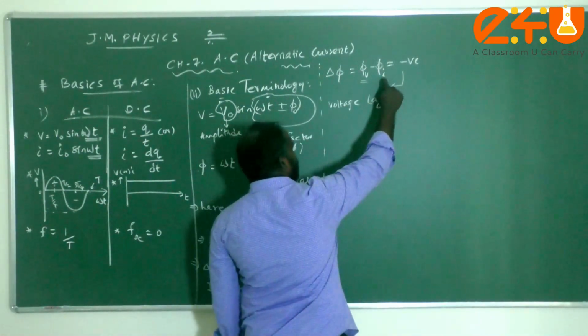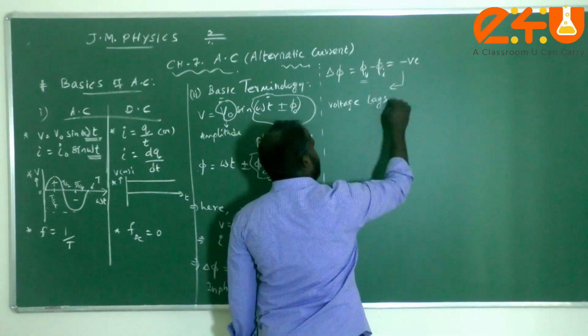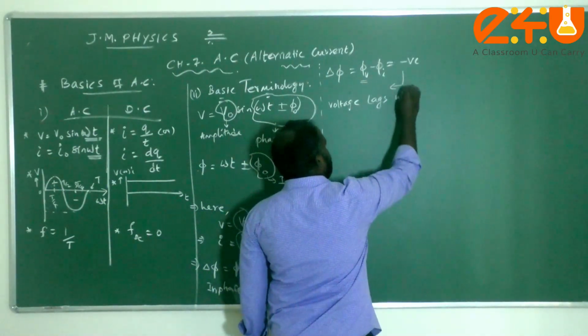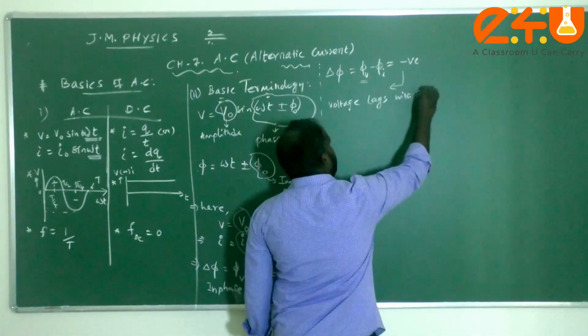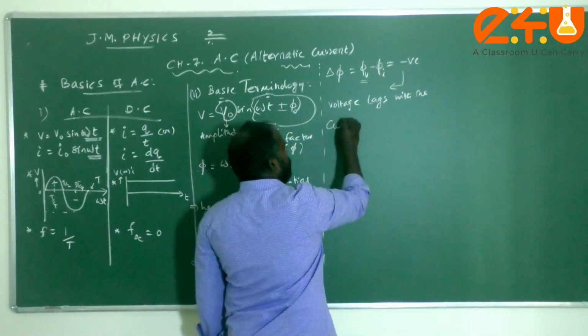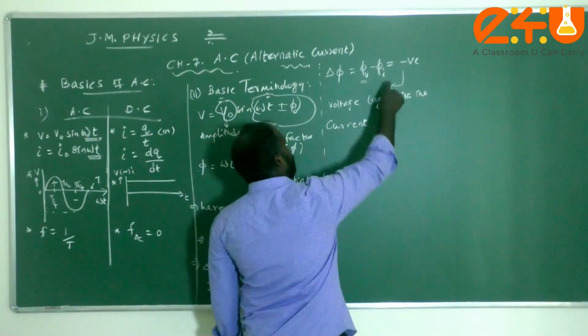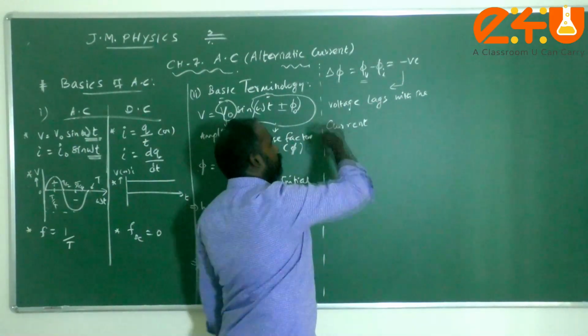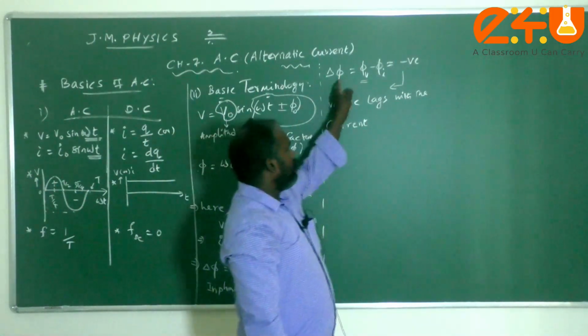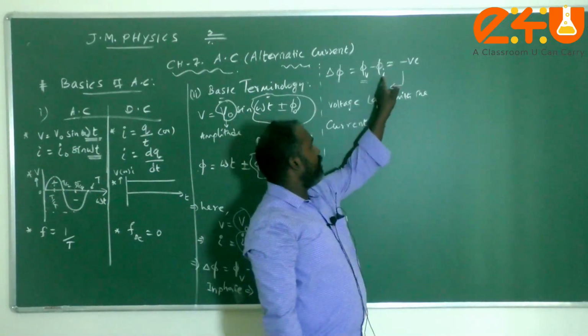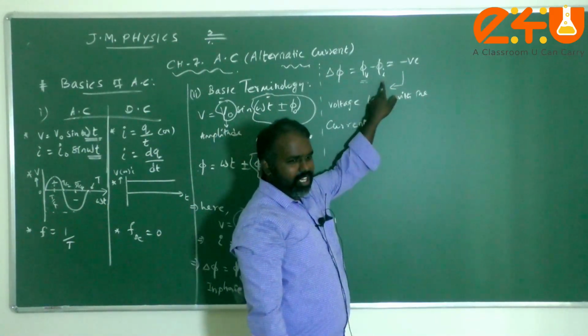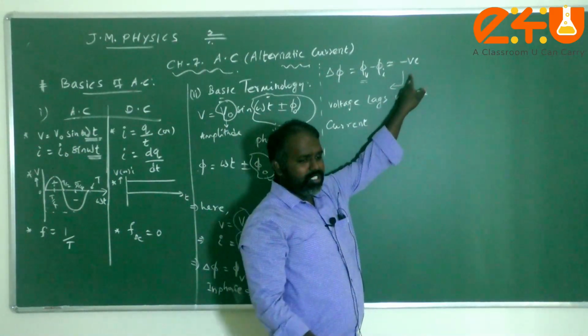What is taken here? Current is taken. So voltage lags with the current, with the what, children? With the current value. So this is the sentence explanation for that equation: delta phi is equal to phi V minus phi I, that is voltage phase minus current phase, that is equal to negative means.